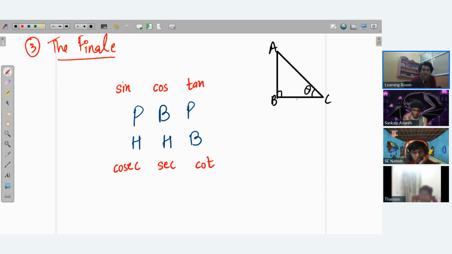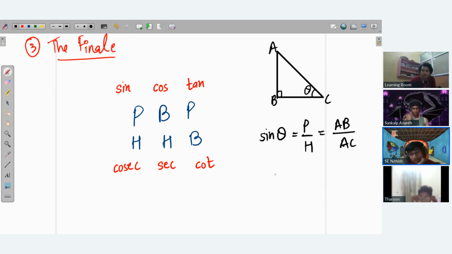Basically, sine of angle C, that is sine theta. What is below sine theta? P and H: H is the hypotenuse. So it is perpendicular upon hypotenuse, AB upon hypotenuse. So perpendicular means AB, and AB upon AC. Right?